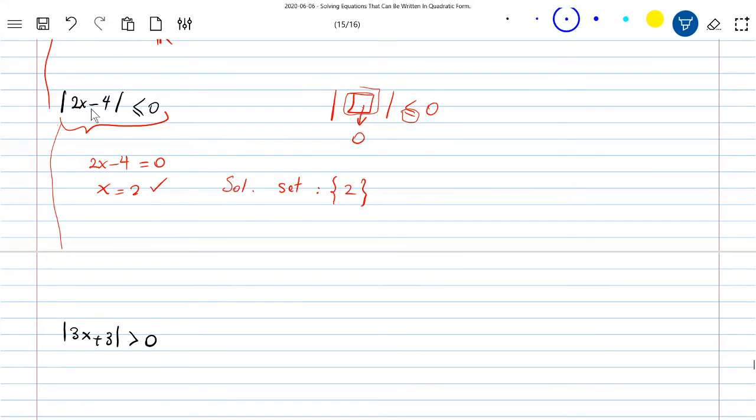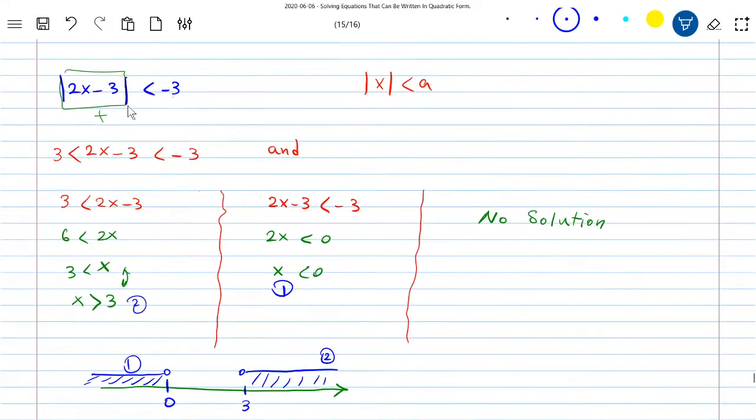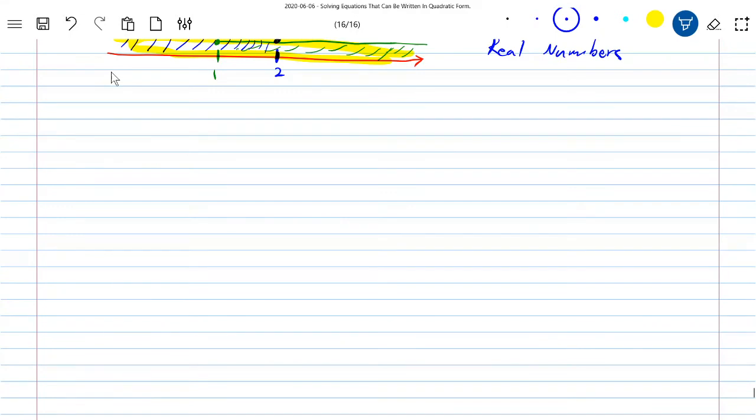This one, 2x minus 4 less than or equal to 0, I can show you that one as well. Try that one. Absolute value of 2x minus 4 less than or equal to 0. This is the first case where you need to take an intersection because it's less than or equal. So either 2x minus 4 is less than or equal to 0, sorry, and greater than or equal to negative 0. It was absolute value of x less than a, it would be x between negative a and a. You remember.